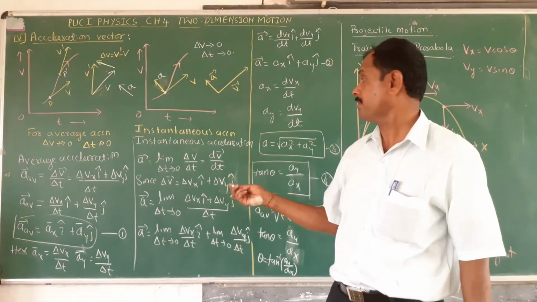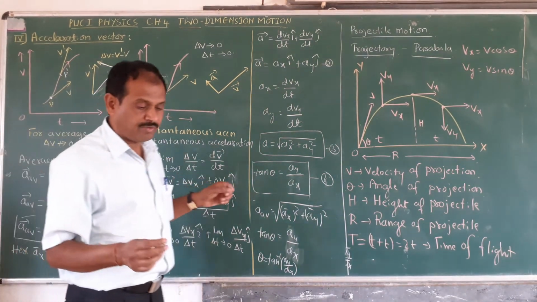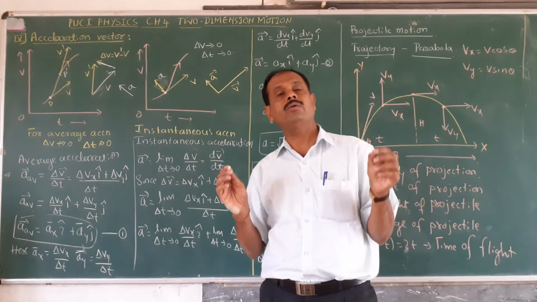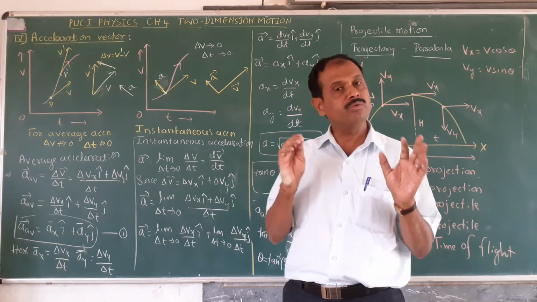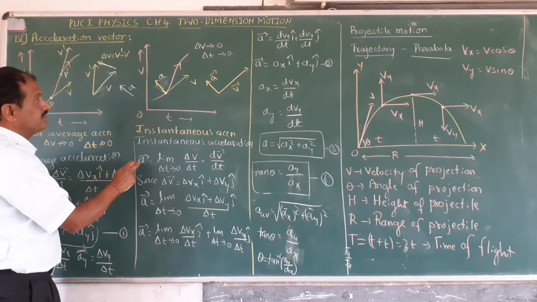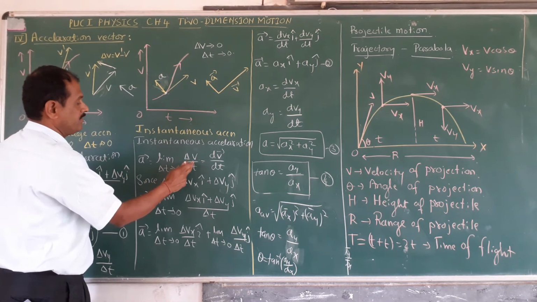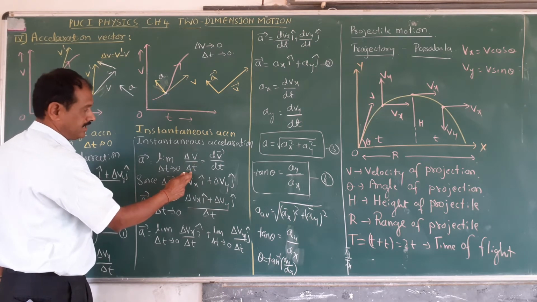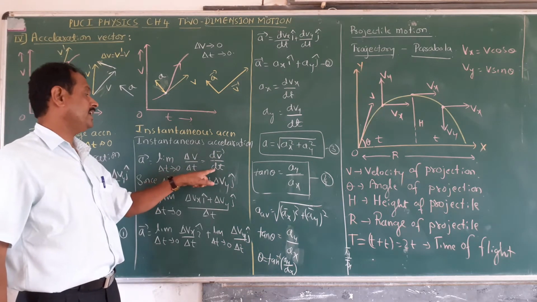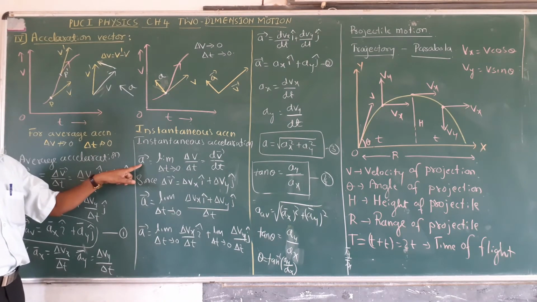2 dimension. Now instantaneous acceleration is the limiting value of the average acceleration of the moving particle. Instantaneous acceleration is the limit, as delta t tends to 0, of the change in the velocity divided by the time taken. This is dv by dt. dv by dt is the instantaneous acceleration.